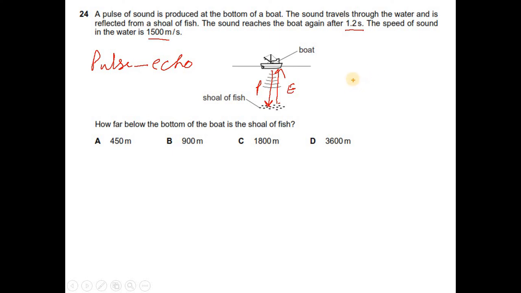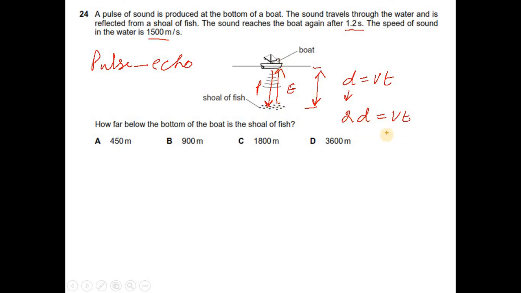the formula for speed. D is equal to Vt, where D is the distance traveled, V is the velocity, t is the time. But in this case D is in fact twice. 2D is equal to Vt. Why? Because if the distance is D, then the sound wave is covering D distance when going and D distance when coming. So basically the total distance is double the one-sided one.